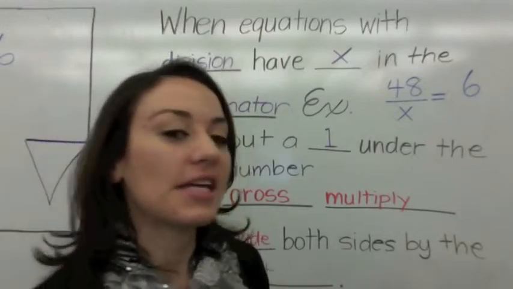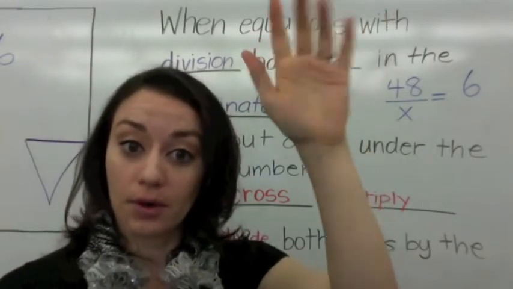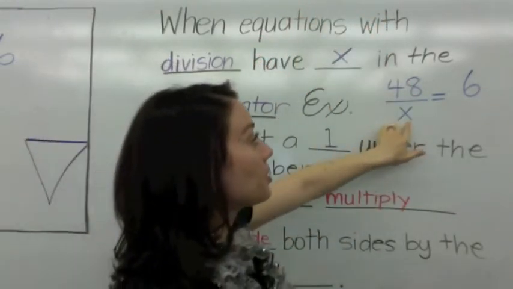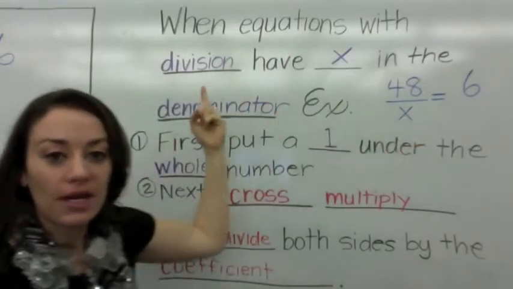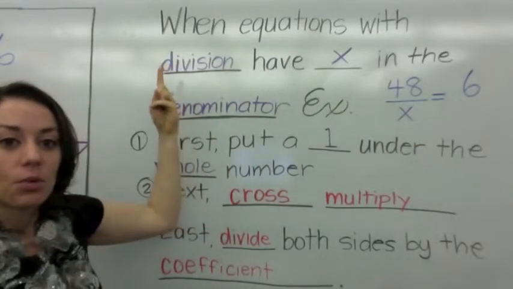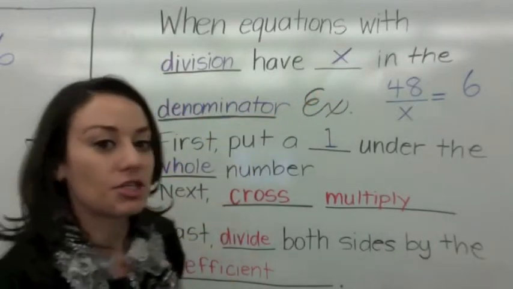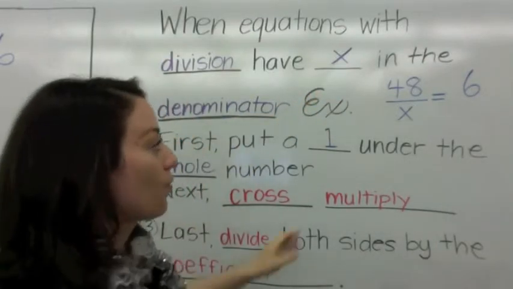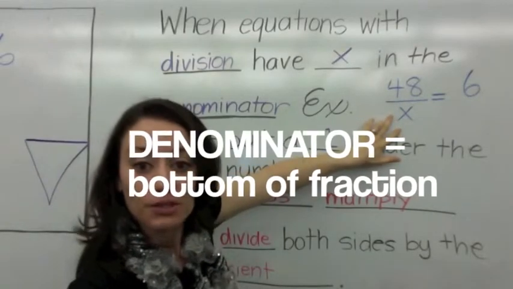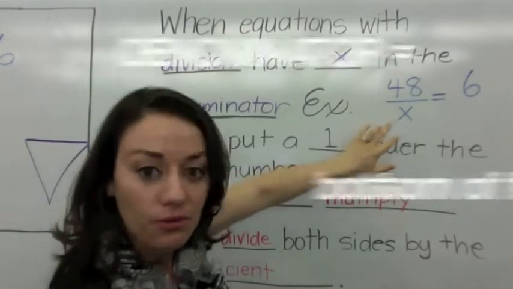And this time, instead of x being on top, in the numerator, x is going to be in the denominator. Go ahead and write: equations with division have x in the denominator. Remember, denominator is another word for the bottom of the fraction.